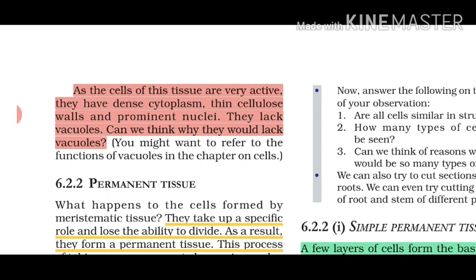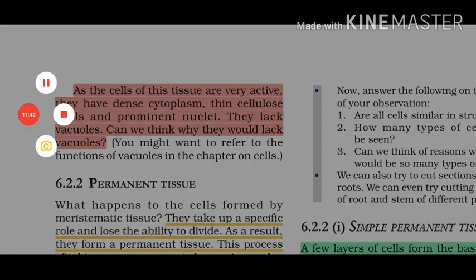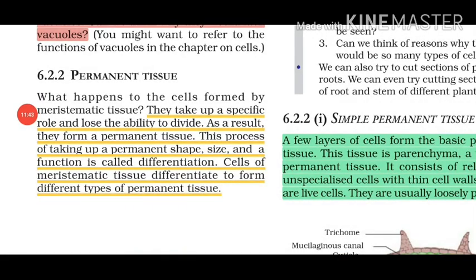These tissues take part in growth by formation of new cells. They lack vacuoles as there is no need to store. Now, what happens to the cells formed by meristematic tissue? They take up a specific role and lose the ability to divide, so they make a permanent tissue. This process of taking up a permanent shape and a function is called differentiation. Cells of meristematic tissue differentiate to form different types of permanent tissue.